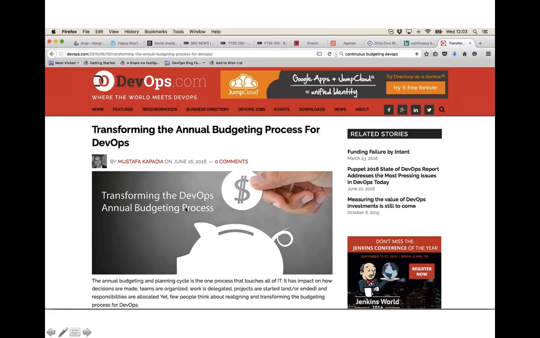This article is also linked in the notes. I found it really interesting. It's by Mustafa Kabadir, who is from IBM, and it gives some other ideas about how you can transform your DevOps budgeting process into a more fluid and iterative approach.